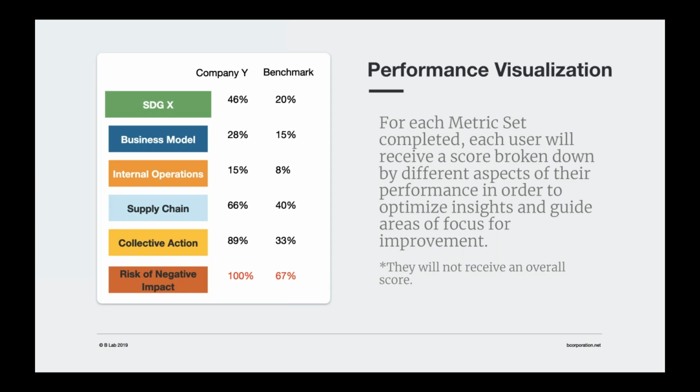And so at the conclusion of each metric set, there will be a performance visualization for a company that allows them to not only identify how they're performing on the SDG as a whole, but also broken down by some of these subsequent parts that you can see visualized here, from business model down through the potential risk of the company hindering the SDGs and having a negative impact versus a positive impact. And that's also informed and embedded in the metric sets that you're going to be reviewing.